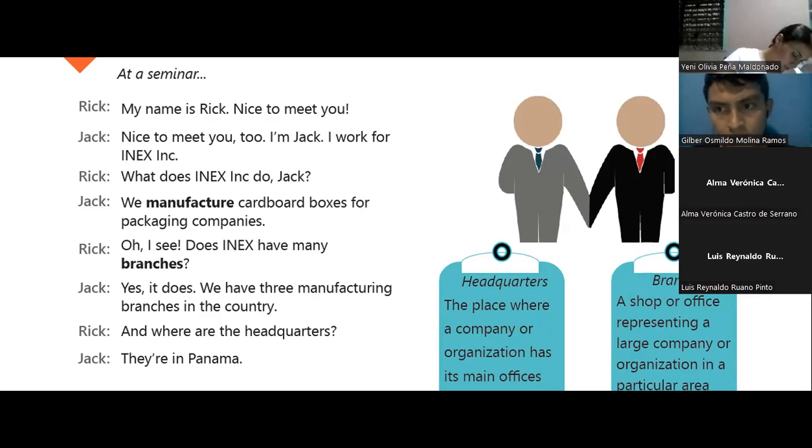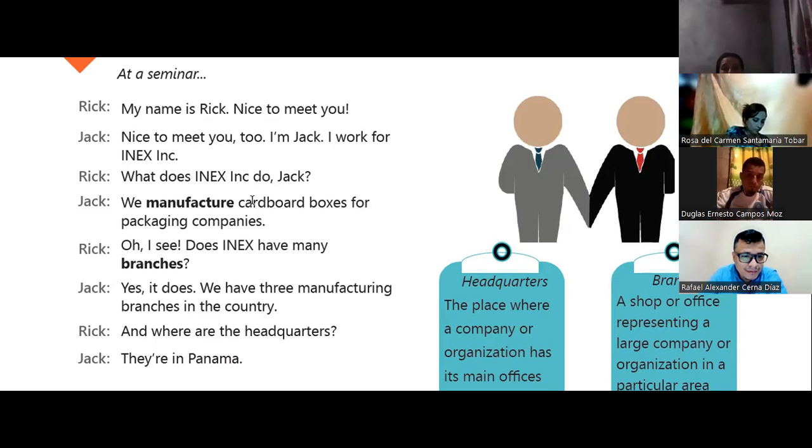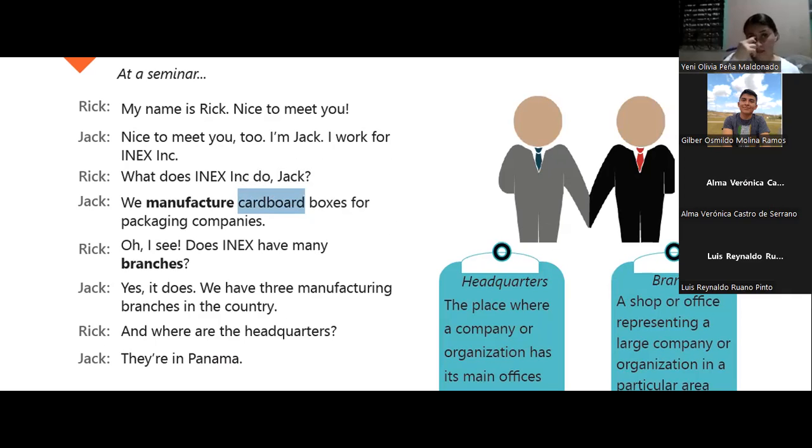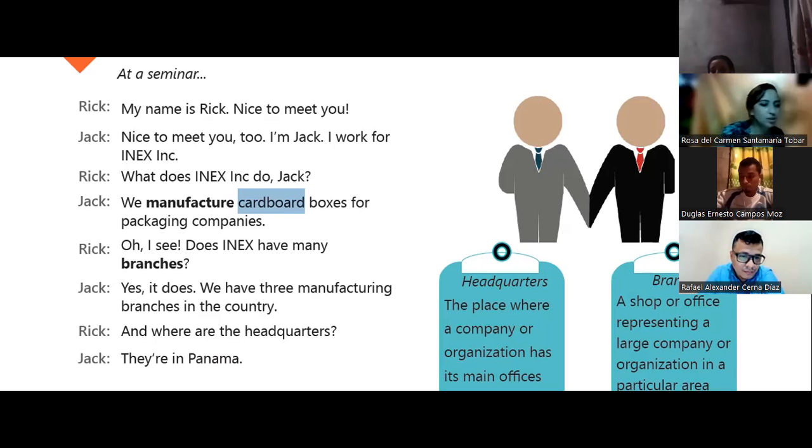All right. Is there any other word? Cardboard? Va, digámoslo bien bonito, sería cardboard boxes. Cardboard boxes. Cajas de cartón. Oh, okay. Cartón es cardboard, boxes es cajas. So cardboard boxes, cajas de cartón. Headquarters. Headquarters. La central, right? Oh, okay.